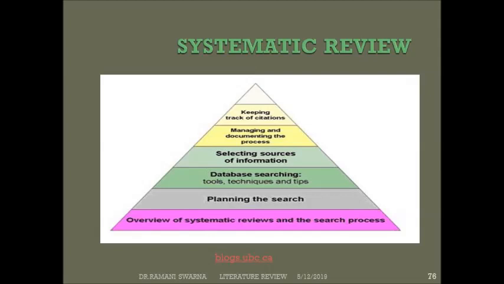Now here is another example just to make you understand how we are supposed to go. Overview of the systematic review and the search process is the first level. Planning the search, database searching, tools, techniques and tips, selecting sources of information: whether I should include this or not, this should be included or not. Whenever you have that kind of doubt whether I should include it, keep it.